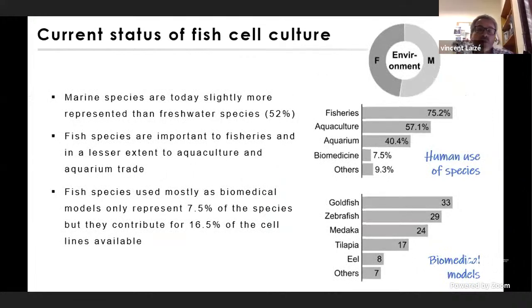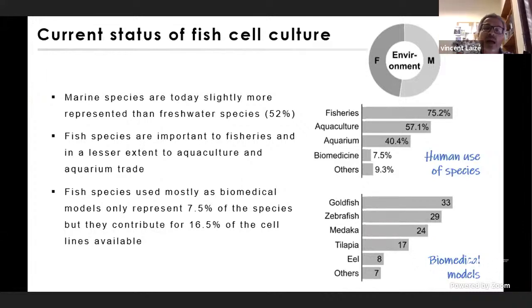Now, if we use the data that we can find in the fish database about the environment and the use of the fish that are the origin of these cell lines, we can see that for freshwater and marine fish, there are slightly more cell lines from marine fish, but I would say it's kind of an equilibrium. It's 52% versus 48%.